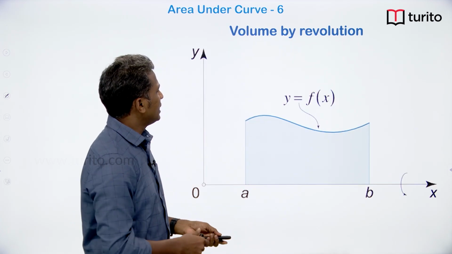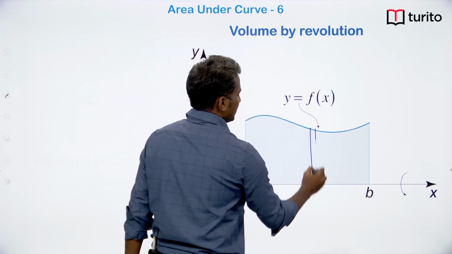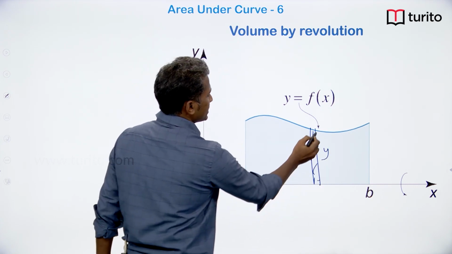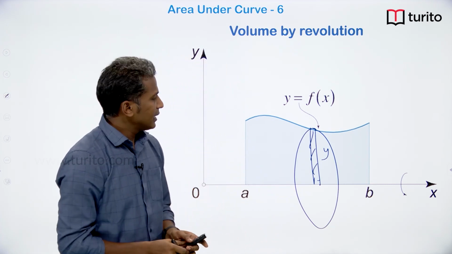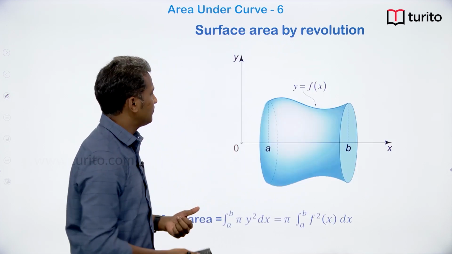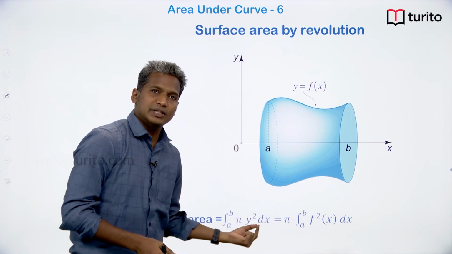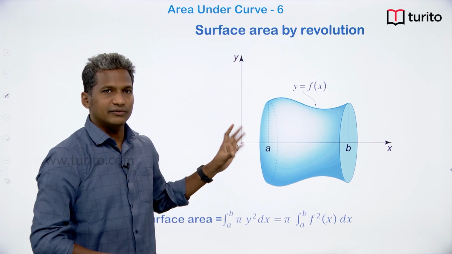Next, to get the volume, again we take one small strip here. The height of this strip will be y. If we rotate this, the area of this disk will be pi y square. If we multiply pi y square with dx, it will give us the volume of the strip, and integrating it will give you the volume of the entire surface.